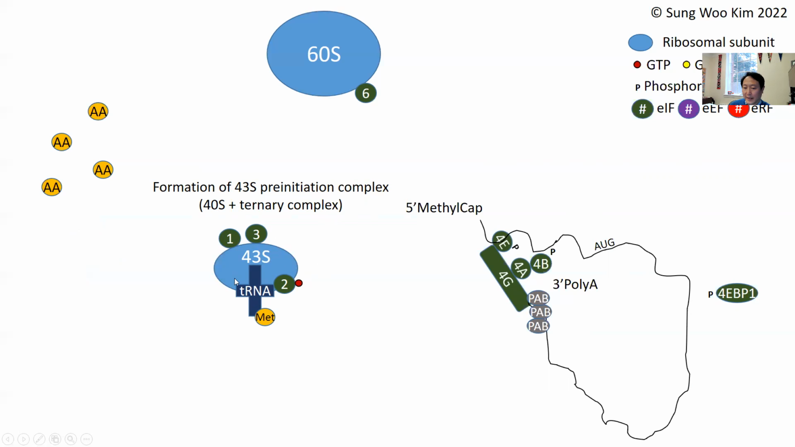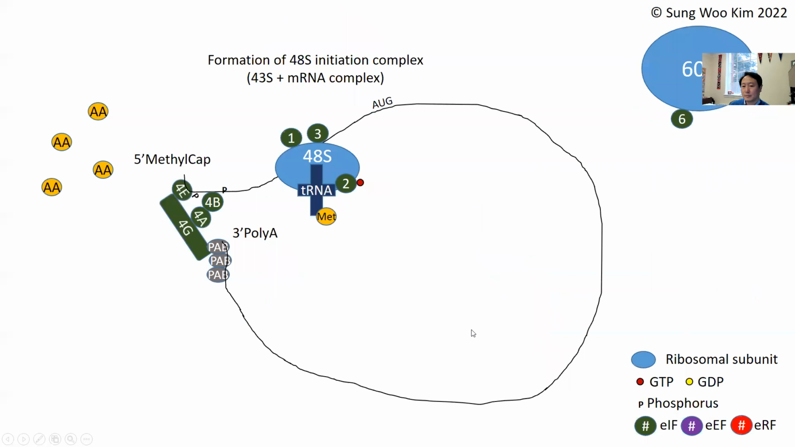So here we have methionine tRNA with the initiation factor 2 with the GTP bound to 40S with the initiation factors 1 and 3, this whole thing becoming 43S. Now we have 43S, and also we have activated messenger RNA. Oh, it seems like we are ready to do translation.